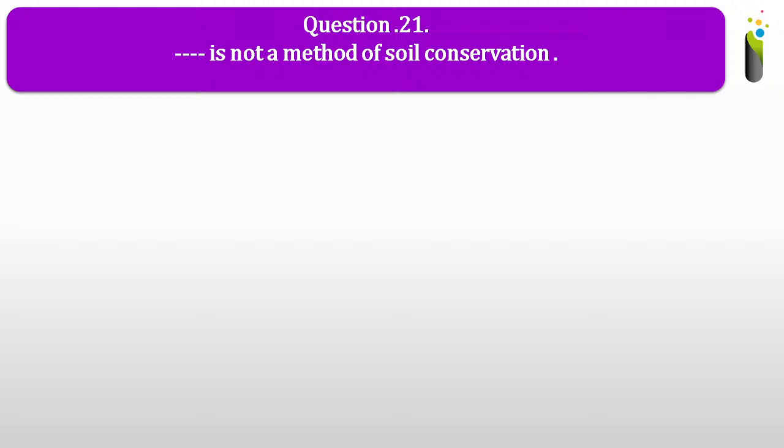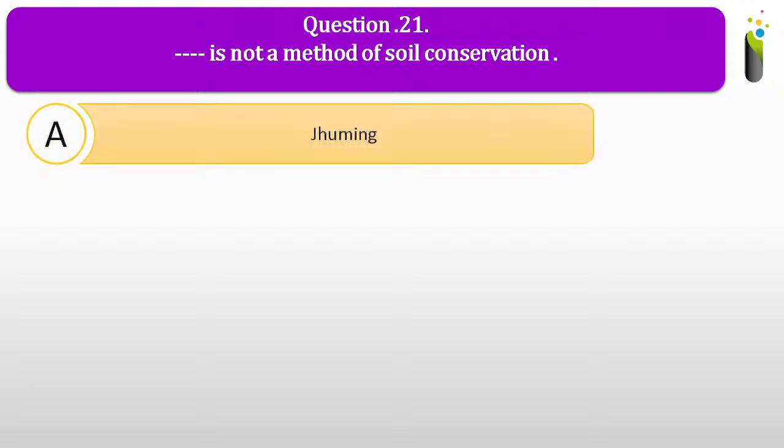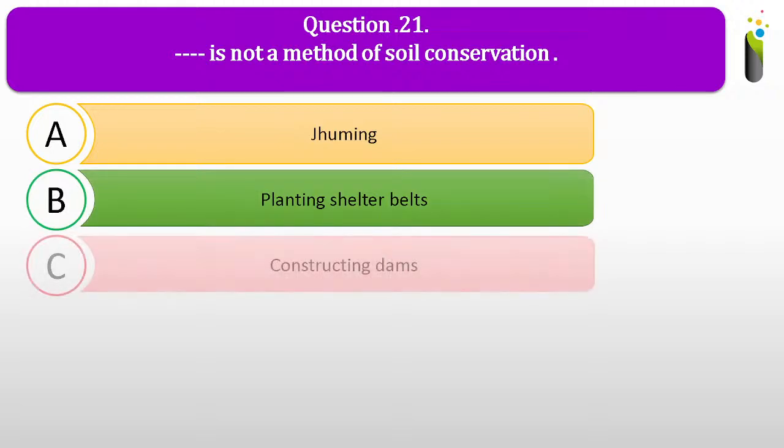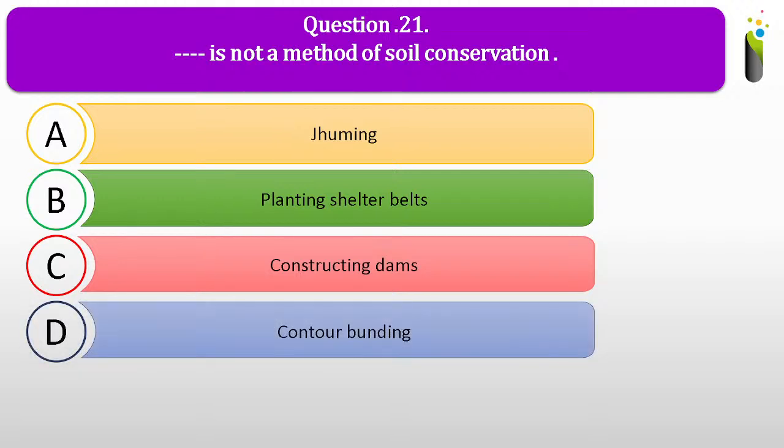Dash is not a method of soil conservation, and your options are A. Zooming, B. Planting shelter belts, C. Constructing dams, D. Contour bunding.